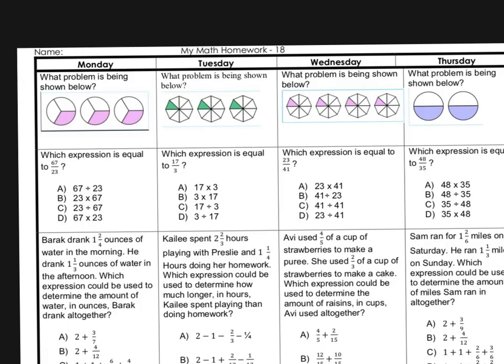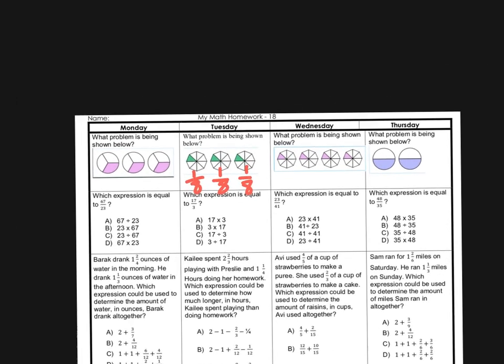This is my math homework number 18, Tuesday. For the first one, it says, what problem is being shown below? So we have eighths. I think that's 1, 2, 3, 4. Yeah, those are eighths, and they're 1/8 each. So it's 1/8, 1/8, 1/8. So the math problem is pretty much 1/8 plus 1/8 plus 1/8.